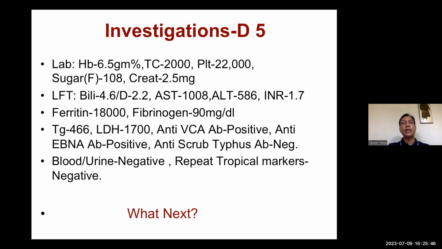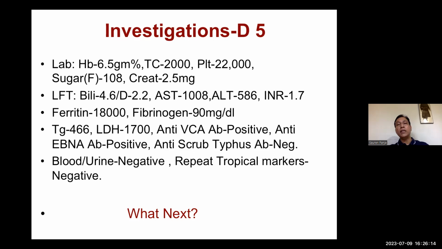You look at the creatinine, it has raised. Look at the LFT. There is alteration of the LFT. So bilirubin raised, AST, ALT elevated, and ferritin gone up from 6,000 to 18,000, and fibrinogen remains low. And if we look at the triglyceride, it is high. LDH was 1,700.